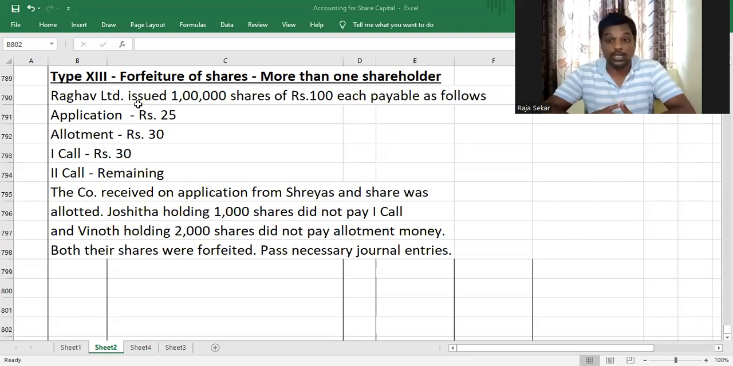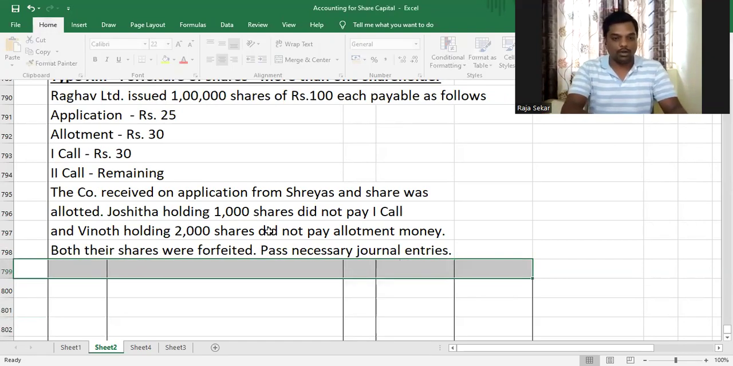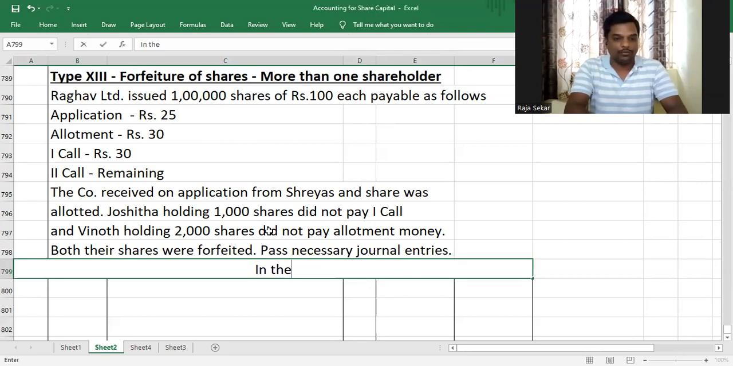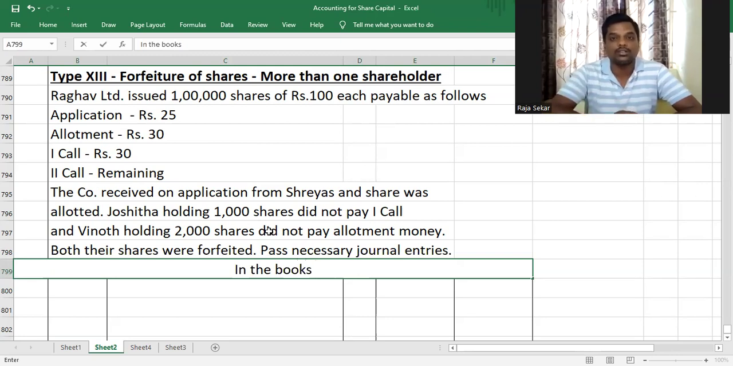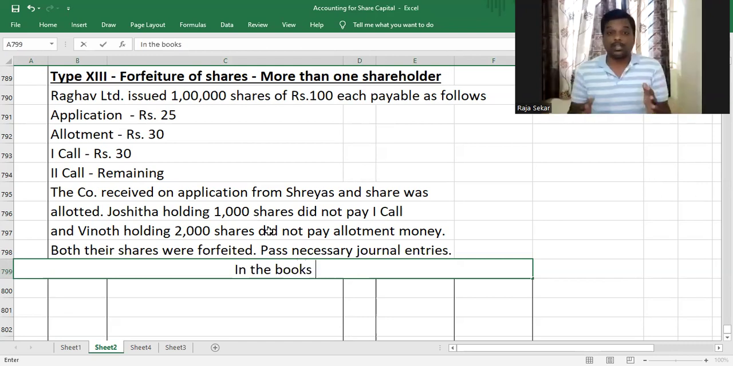Like if there are 2 shareholders who have defaulted, and if both of their shares are forfeited, then how to account for it. There are 2 ways of accounting for it. One, you can do it together, or you can do it separately for both of them. I would strongly recommend that you do the different shareholders' forfeiture separately instead of doing it together.